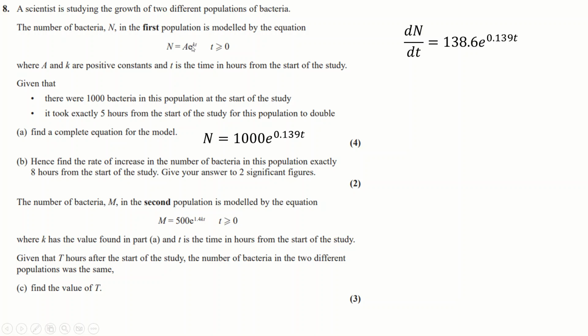So it'll be a k e to the kt, but I know what k is, right? I had that as a decimal. I know what a is as well, so I just type that into a calculator and get this. And now 8 hours, so we just shove t as 8 into there, and we get this result, which you can leave to 2 significant figures as that.